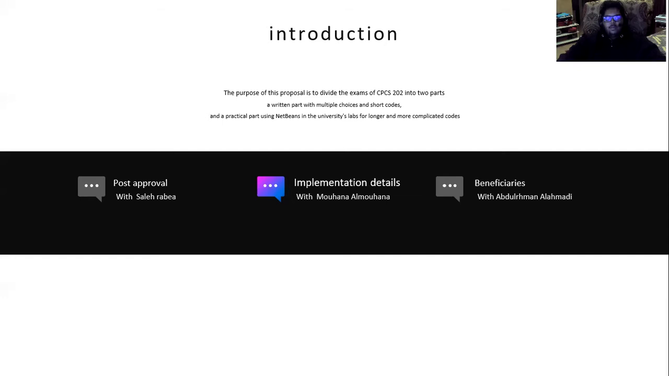We propose changing the way of evaluating the students in CPCS 202 by making the exam more effective. Here are the 5 main points to demonstrate the idea. Okay, and I will start with the first one, which is efficiency.